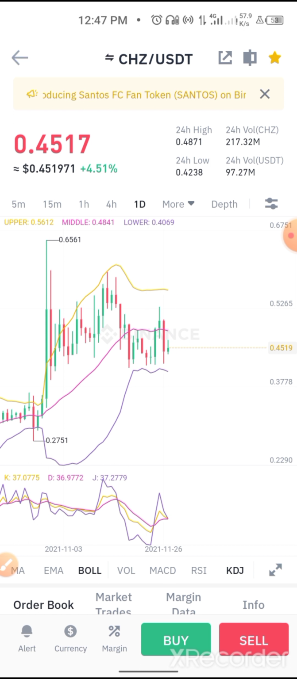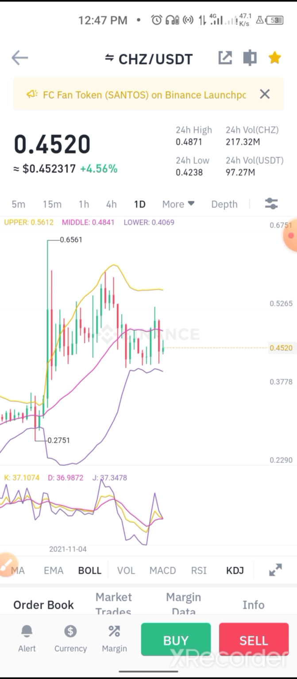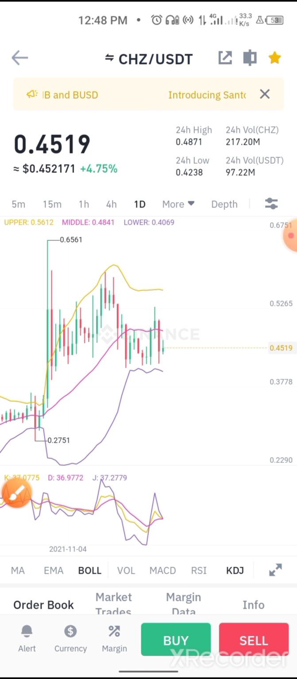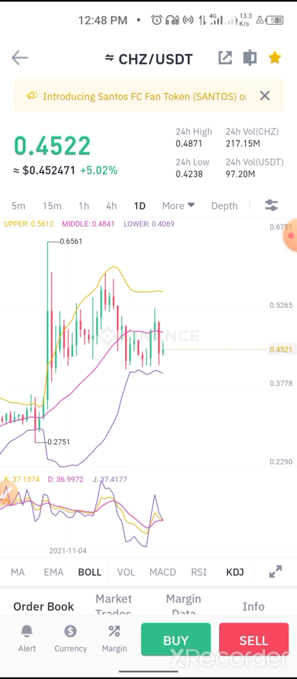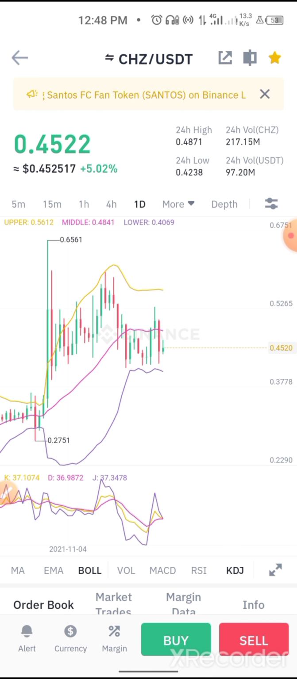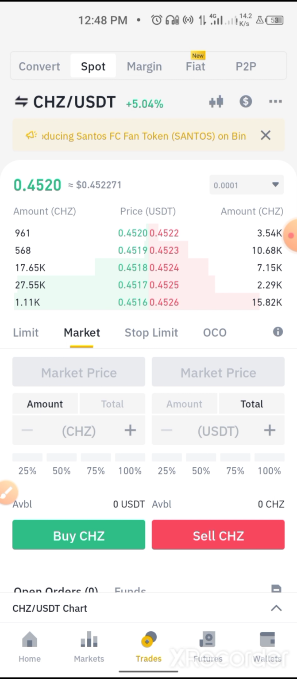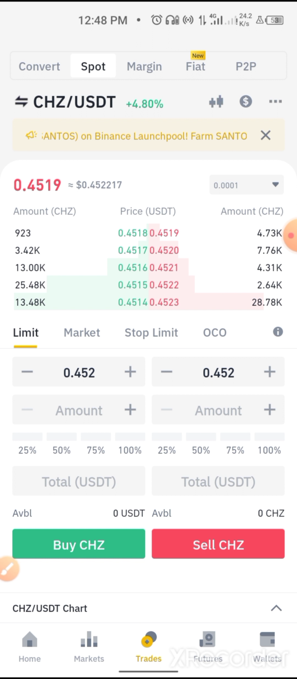Now CHZ is looking very bullish. This level is very strong. It's surely going to go up, by the way. Now we are going to be looking at the different types of orders. Let's take, for example, you want to buy or sell CHZ against the USDT pair. We'll just go ahead and click on buy. Once we click on buy, we have our limit order, which is the first, market order, stop limit, and OCO.